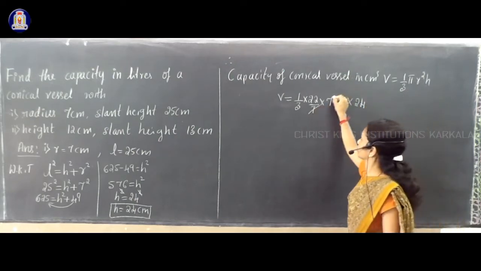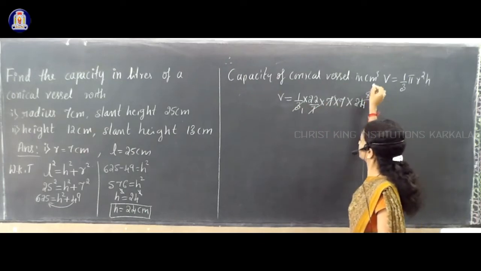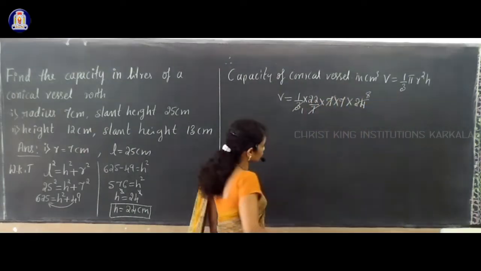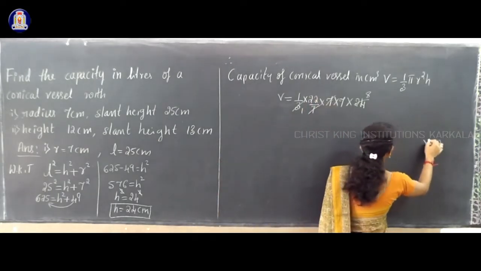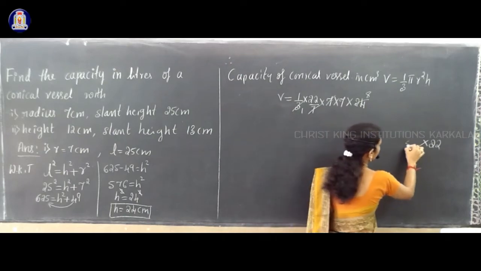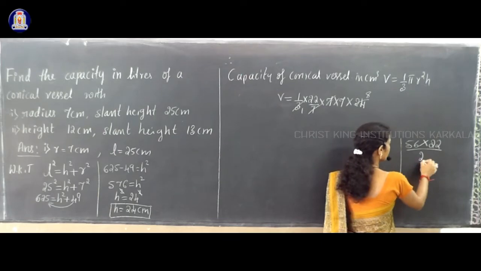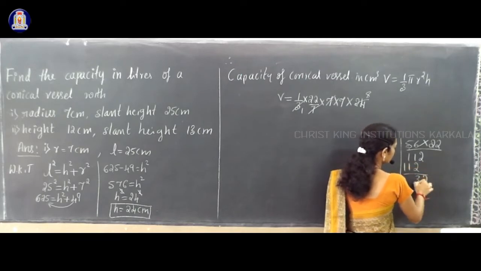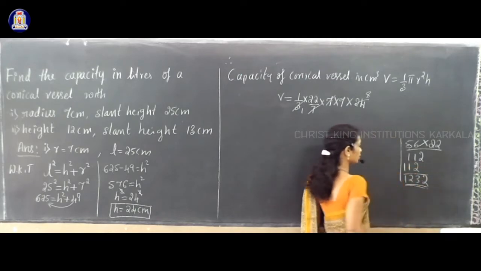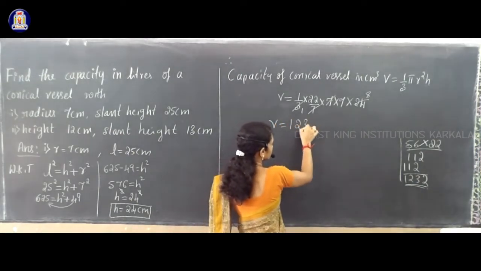Here 7 by 7 we can cancel, and 3 into 8 is 24, so 8 times 24 cancels down. The remaining numbers you multiply: 22 and 7 into 8, that is 56. Show that multiplication inside. 2 into 6 is 12, carry 1. 2 into 5, plus 1, is 11. Again the same digits, 2, 1, 1, and adding, we get 1232. So V is equal to 1232.